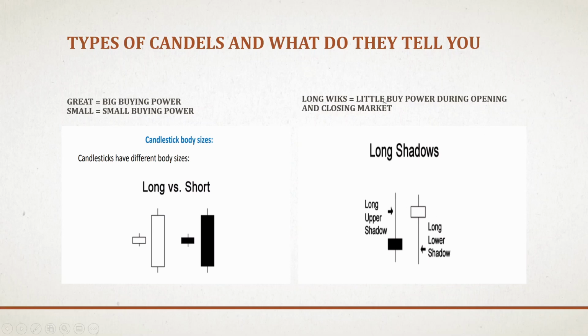Long wicks and little buy power. Long wicks are the same as little buy power during the opening and closing of the market. What do I mean? If this is a candle and it started up here and closed down here, in that day there was a lot of selling and buying pressure all over the day, but at the ending of the day it still was a small wick. So this wick tells you something very important. What does it tell you?